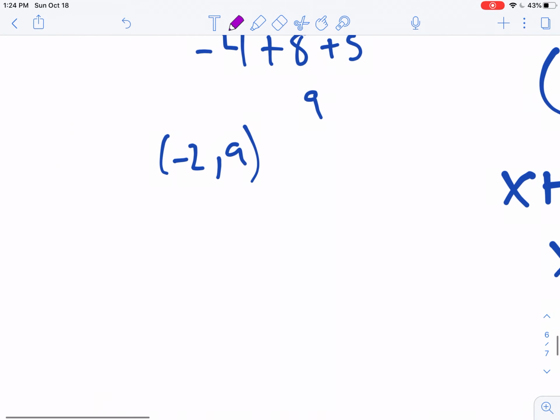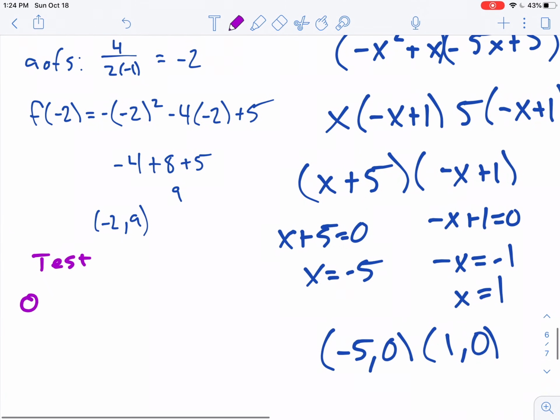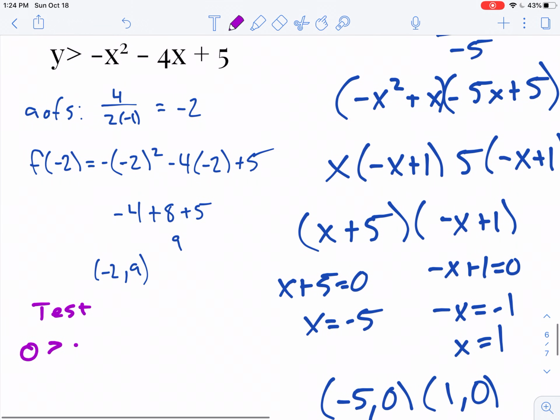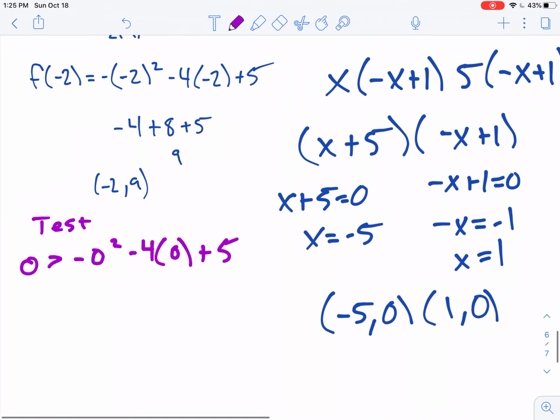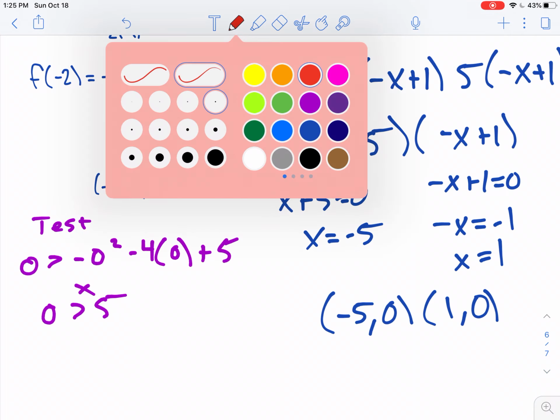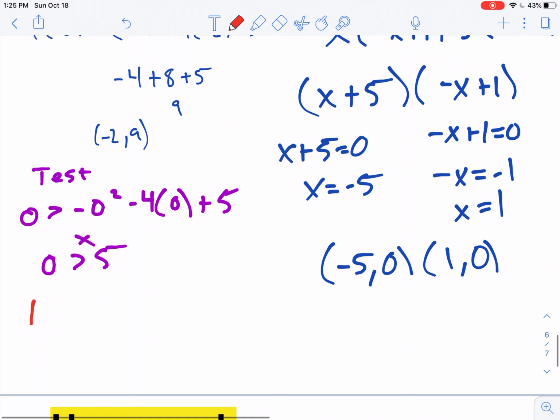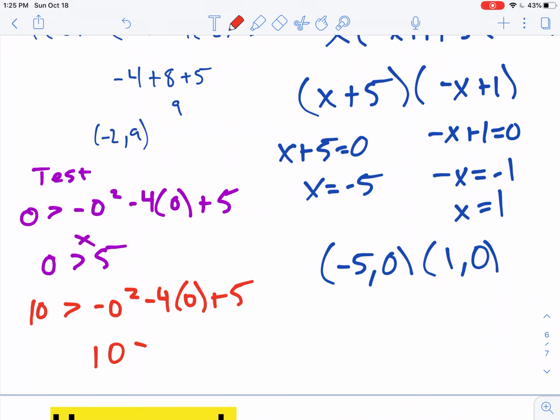So let's test. All right, 0, 0. If y is 0, is this greater than negative 0 squared minus 4 times 0 plus 5? I plug this in. 0 greater than 5. This does not check out. All right, now let's test 0, 10. I plug in 10. 10 is greater than negative 0 squared minus 4 times 0 plus 5. 10 is greater than 5.